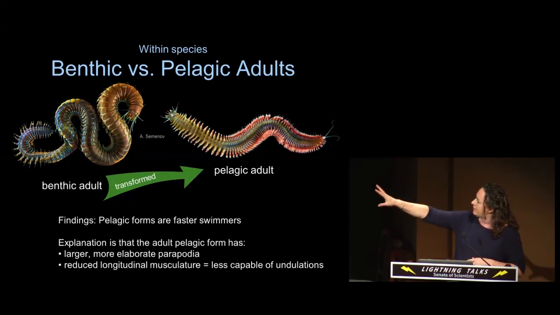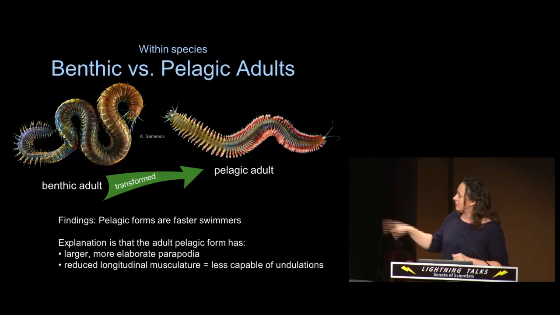And so you see on the left there, the benthic form, they have fewer parapodia and they're much shorter. In the pelagic ones, they get a whole bunch more parapodia. They're much closer together, they're bigger. And what they generally found is that the pelagic forms are faster swimmers. That makes sense. They're up there, they got to move around.